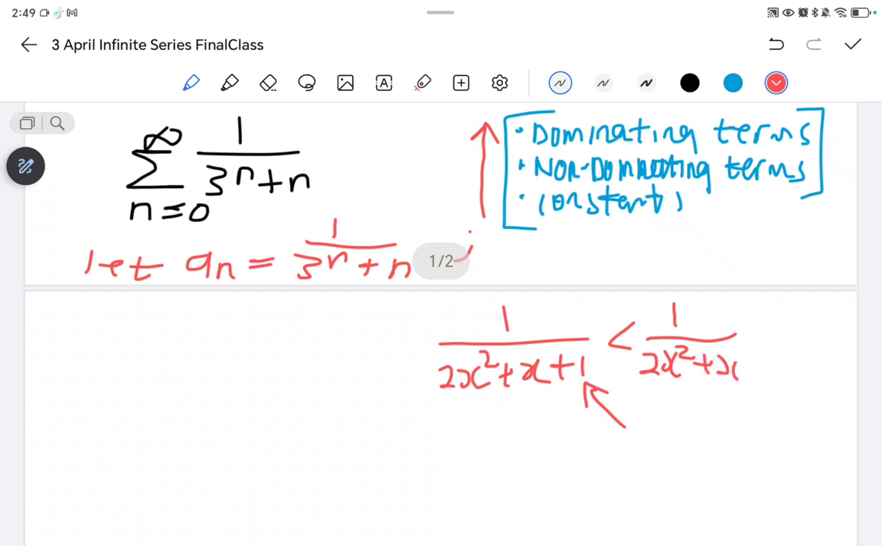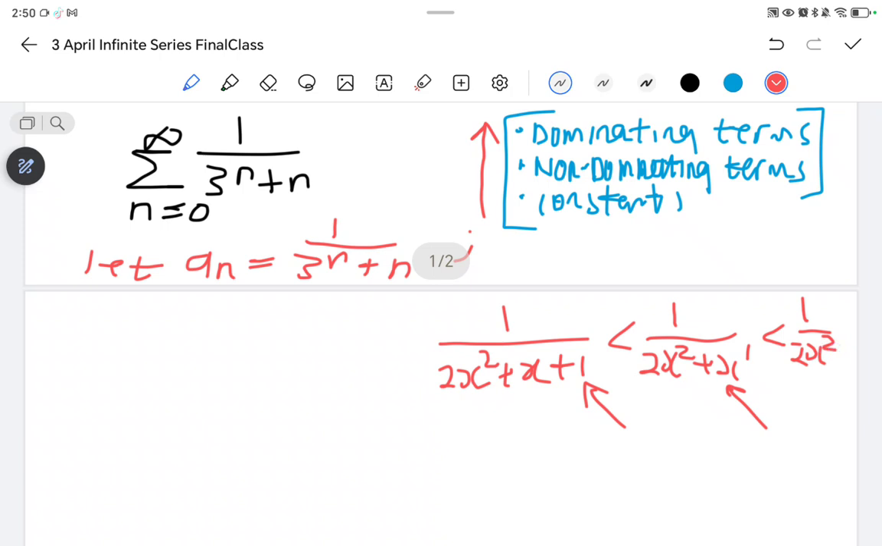Secondly, if we're going to cancel this, you see this one doesn't have a constant. This one is a dominating term because its degree is bigger than this one, which has a degree of 1. So when we're going to cancel, we would start with the non-dominating term. So this would be 1 over 2x squared. Now when we are here, we stop.